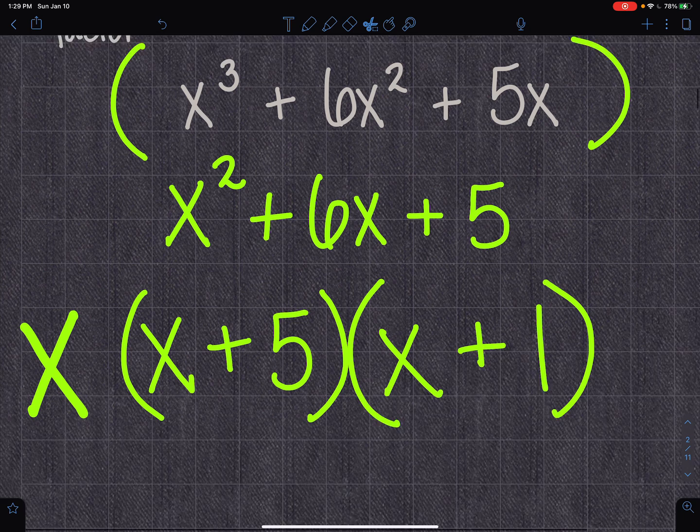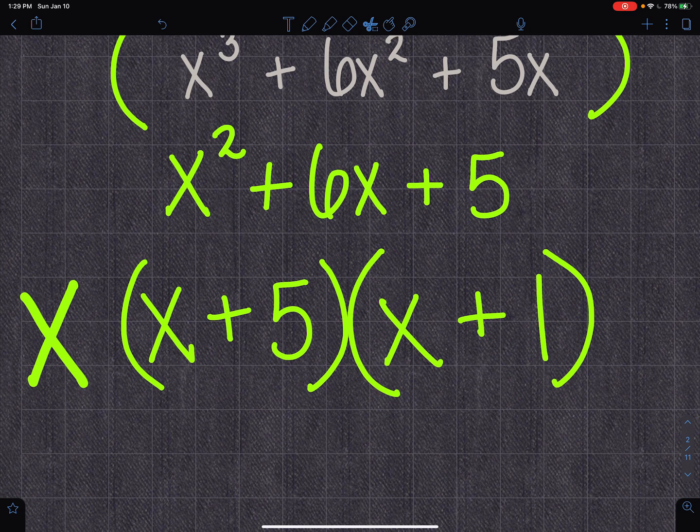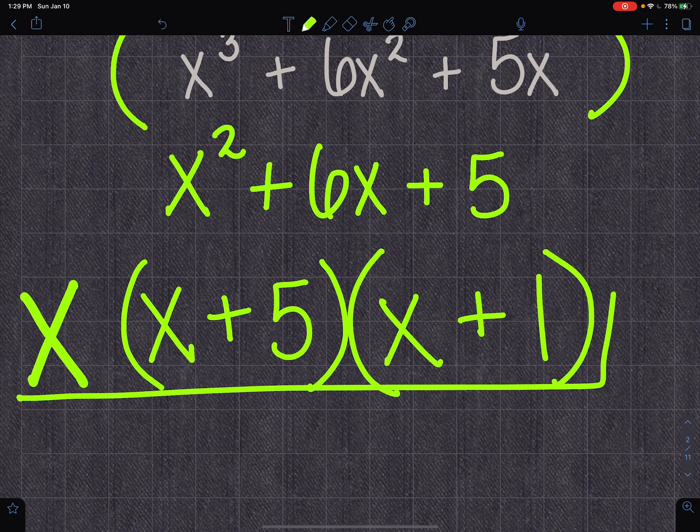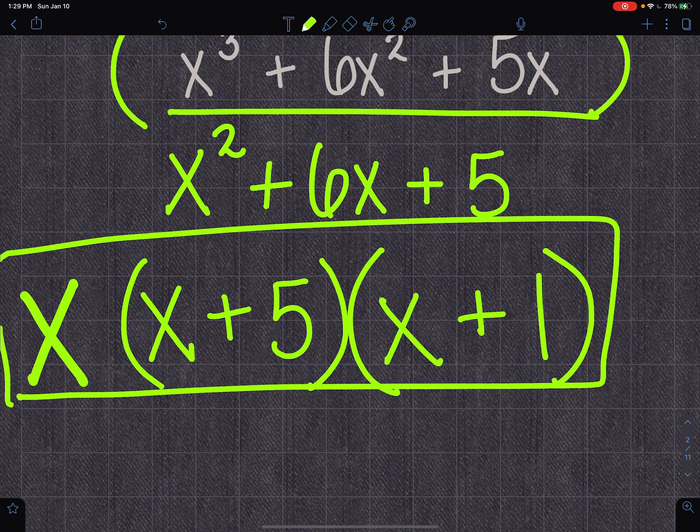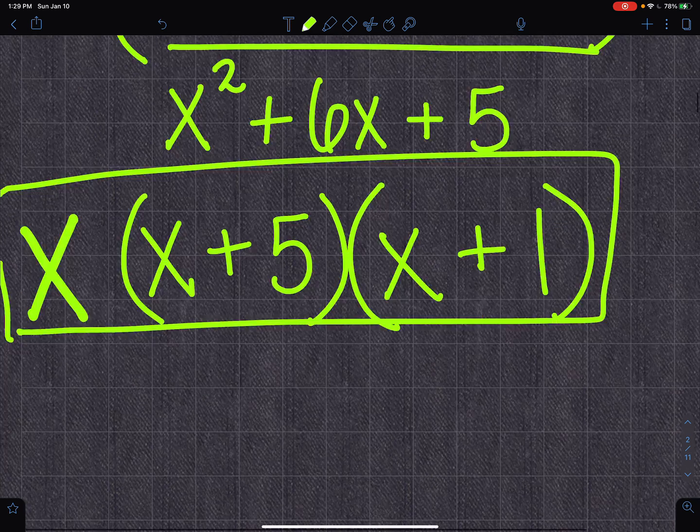And then you have 3 things that you multiply together to make this initial equation. Okay? But now it's factored out. So that's it. That's all there is to this lesson. That's what they want us to do and figure out. So let's do another example.